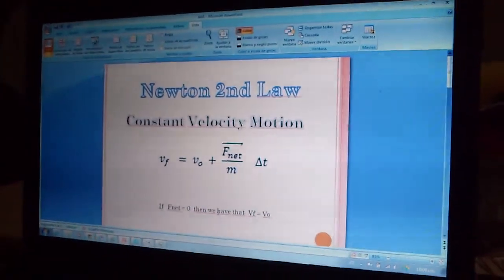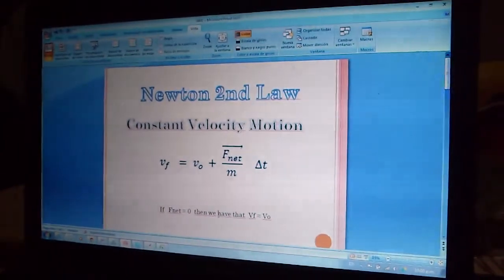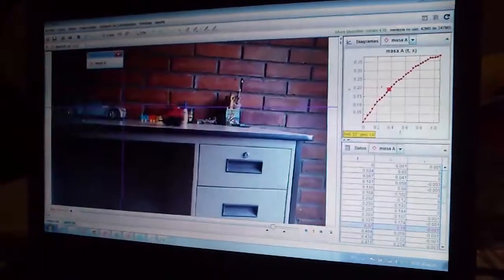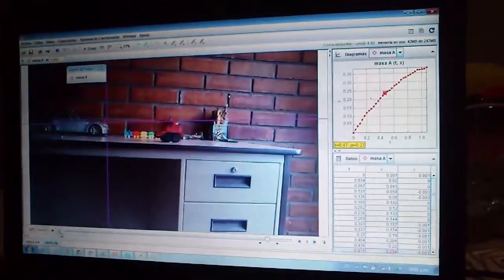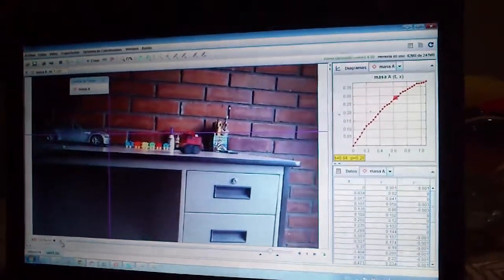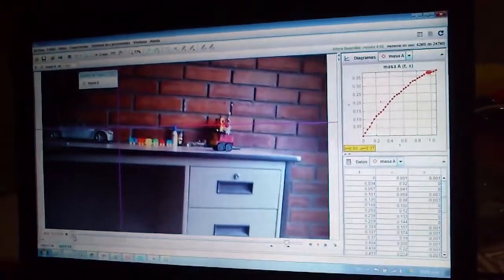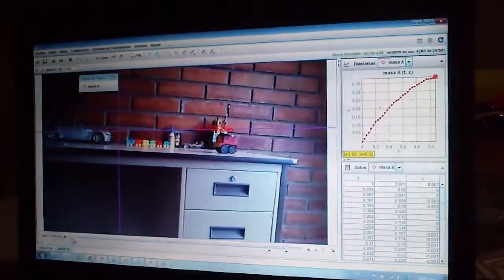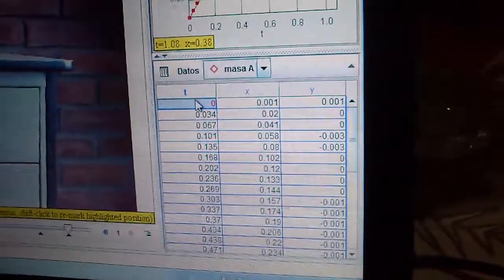Hello, this is the Constant Velocity Motion Lab video that will show you some facts about Newton's second law. We begin with the Tracker video that shows how the train moves along a horizontal track, which is a desk, and we can see the train moving along it. From this, I obtain the real data about the motion of the train at constant velocity.